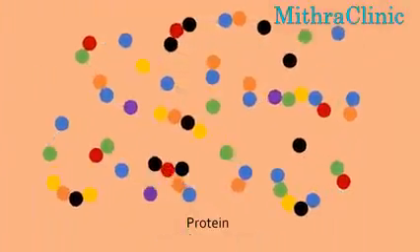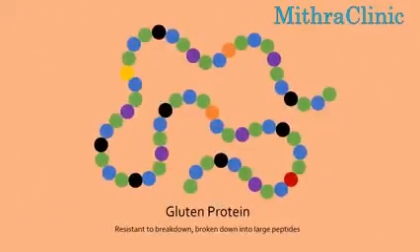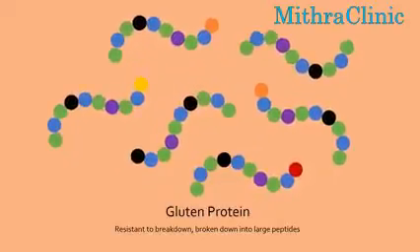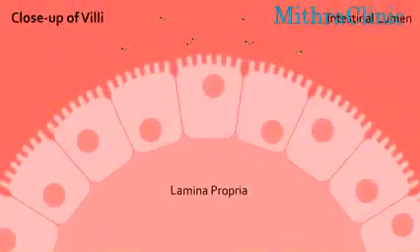While most proteins are broken down into individual amino acids or small peptides in the small intestine, our digestive enzymes simply cannot break down gluten proteins very efficiently, because gluten proteins contain high amounts of two amino acids, proline and glutamine. This results in large gluten peptides that cross the epithelial cells and enter the lamina propria in a few different ways.